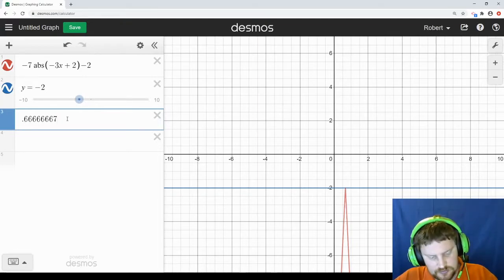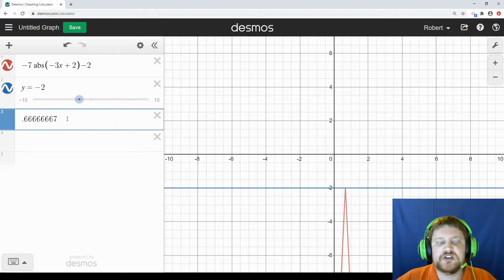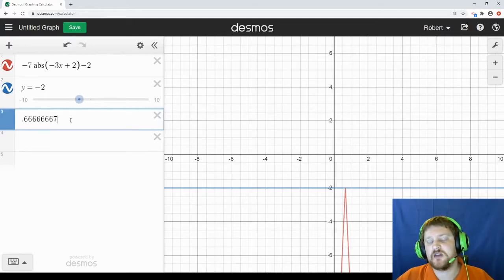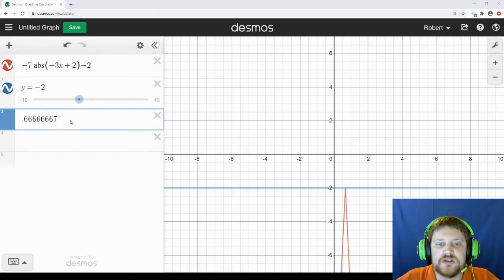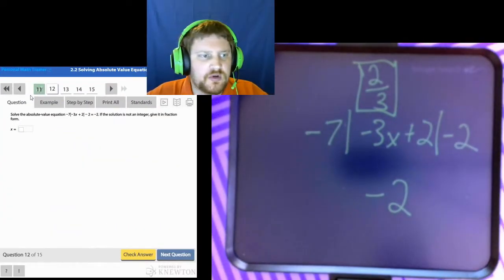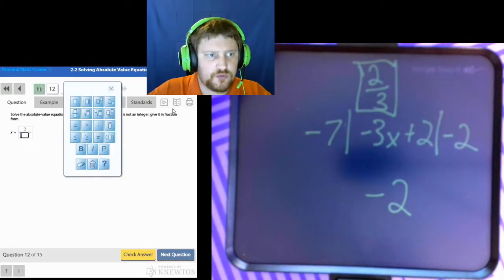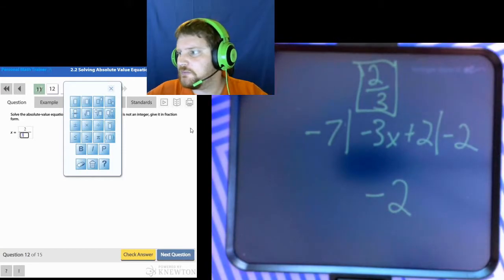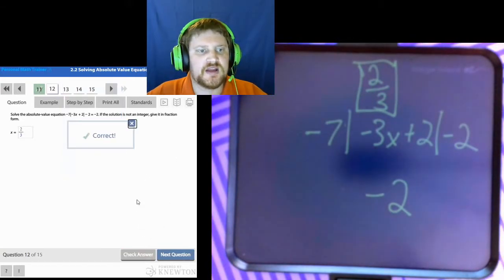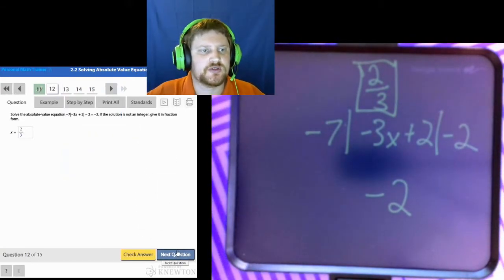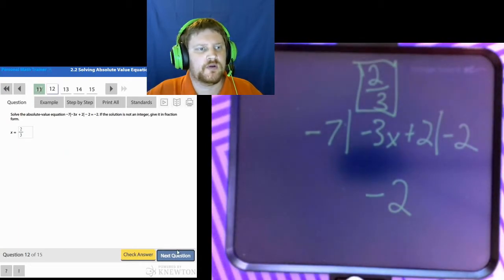is 2/3 as a fraction. So if you do this in your calculator, you're going to need to know that. If you were to do it by hand, you could have gotten it as a fraction without ever going to decimal. So let's go back to our problem, and we need fraction 2/3. Check answer, correct. Next question.